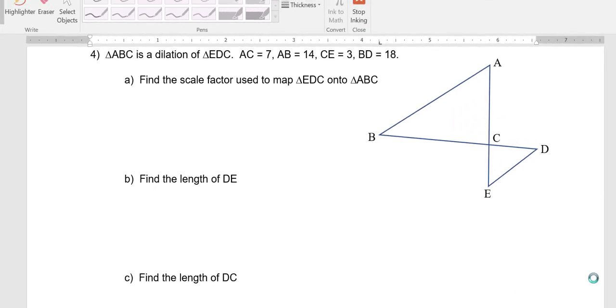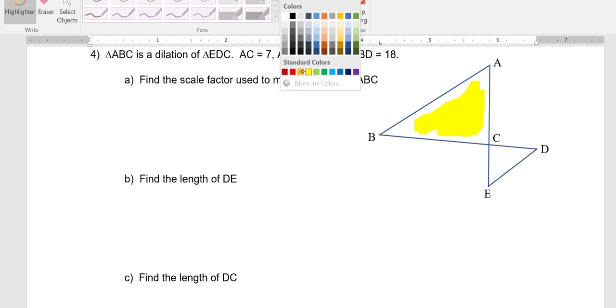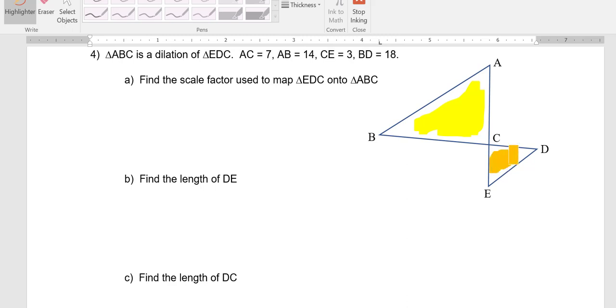Okay, we're on the back side here. We're talking about this triangle right here being a dilation of the original triangle, which is the orange one right here. Okay, and we have some values here. This is 7, AB is 14, CE is 3, and BD as an entire length is 18.